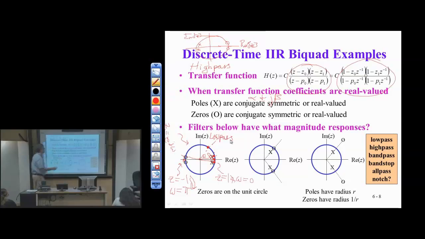I can do one more if I put the poles here. What kind of filter would that be in terms of selectivity? Bandpass. All right, so I'm passing frequencies at pi over 2 and minus pi over 2, and I'm rejecting frequencies at 0 and pi. So it'll be a bandpass filter.